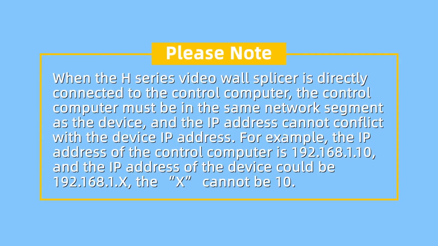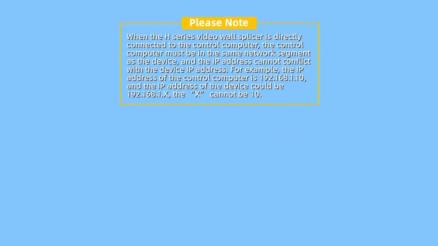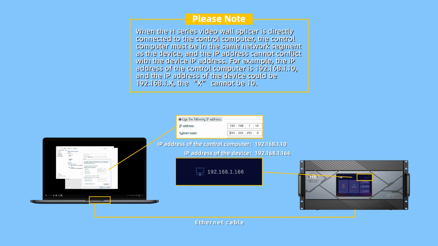Screen configuration. Please note, when the H-series video wall splicer is directly connected to the control computer, the control computer must be in the same network segment as the device, and the IP address cannot conflict with the device IP address. For example, the IP address of the control computer is 192.168.1.10, and the IP address of the device could be 192.168.1.x. The x cannot be 10.